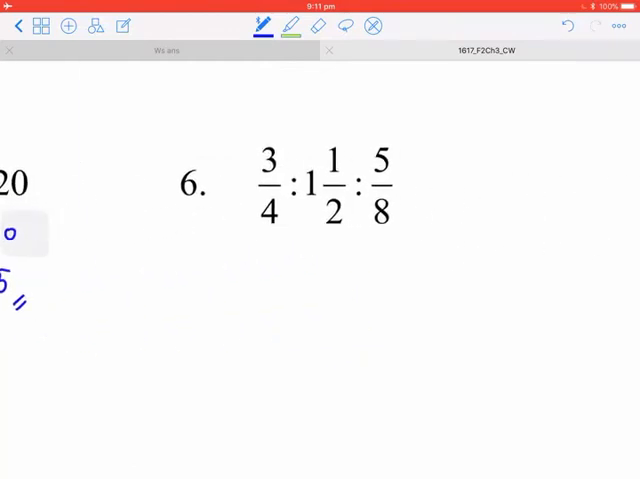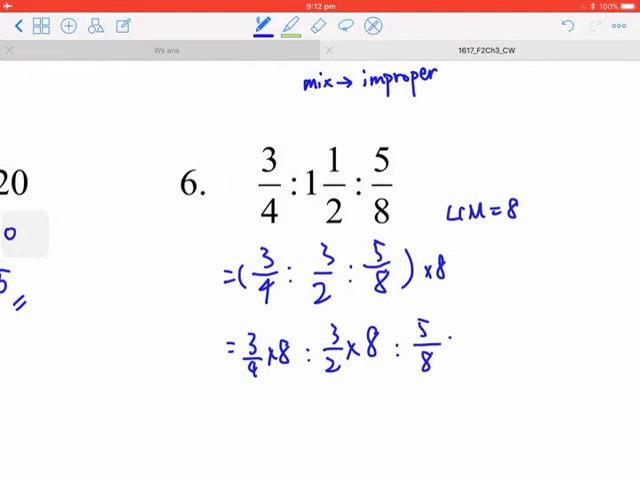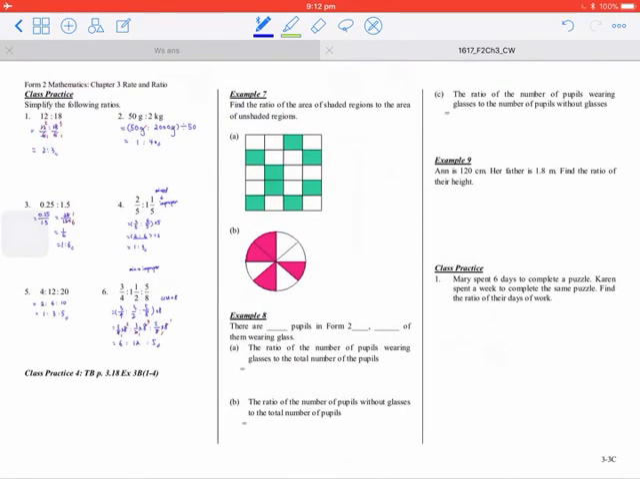For this one again, change it from mixed number to improper fraction. So you have 3 over 4 to 3 over 2 to 5 over 8. This time the LCM will be 8, so you just multiply it by 8. So you have 3 over 4 times 8, to 3 over 2 times 8, to 5 over 8 times 8. This time again, you just cancel it, and you have 6 to 12 to 5 as your final answer. Okay, maybe that's all for this.